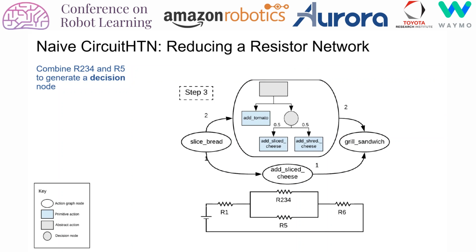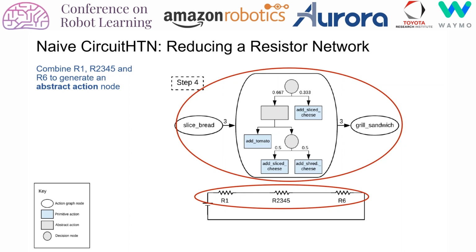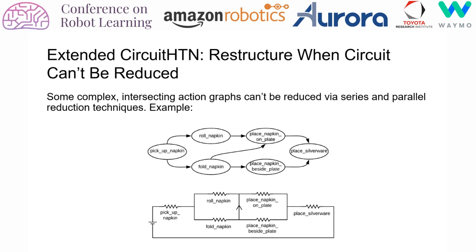Next, we combine R234 and R5, as they are resistors in parallel. We combine the two equivalent nodes in the action graph with a decision node. And this is the result. We notice that the remaining resistors are in series, so we combine the remaining nodes in the action graph with an abstract action node. We are left with one resistor, so the resistor network has been fully reduced, and we have produced our HTN.